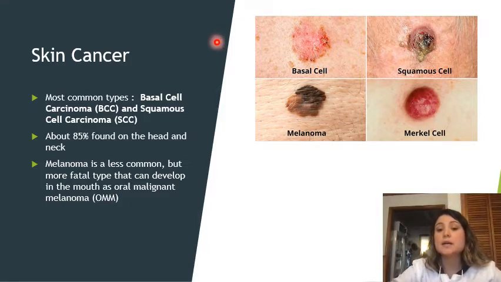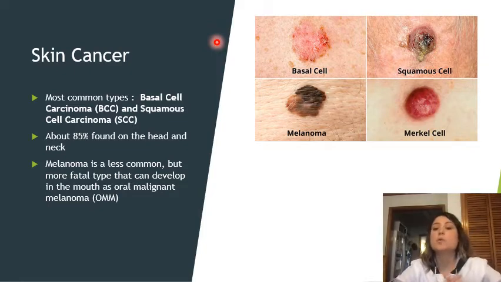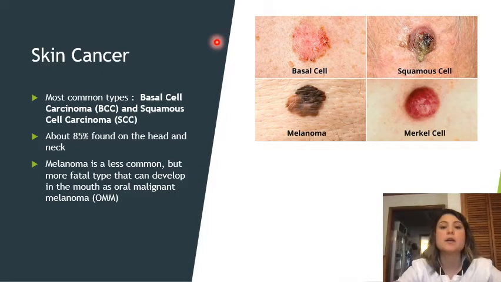Melanoma, that is another type of skin cancer. It's less common than the first 2 that we talked about, but it's more fatal, all right? So it can become something known as oral malignant melanoma. The word malignant means that it's cancerous, all right? So once it becomes oral malignant melanoma, it becomes more fatal, so more threatening to your life. And that one is down here, melanoma.